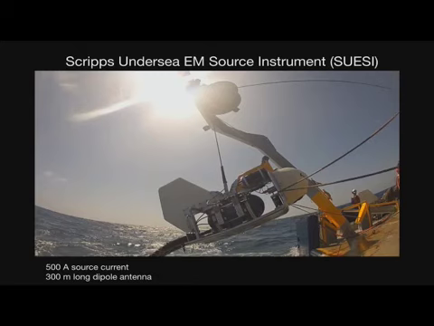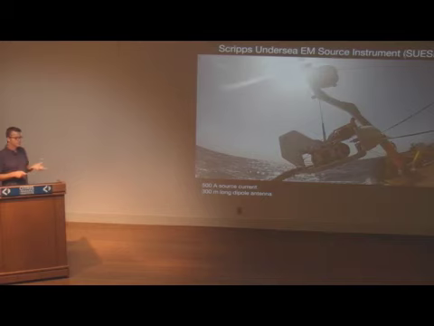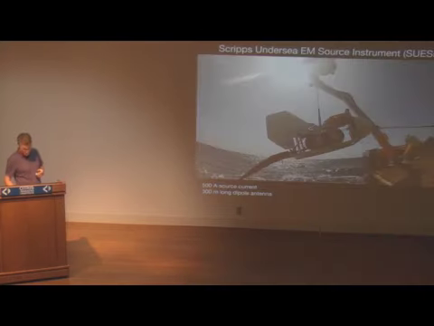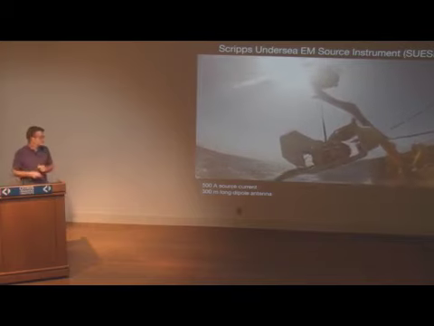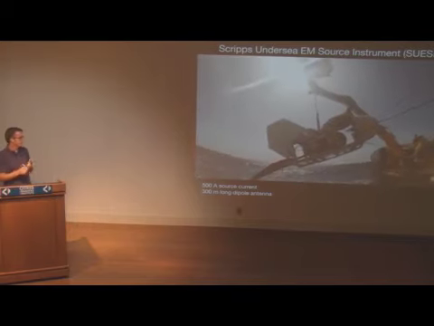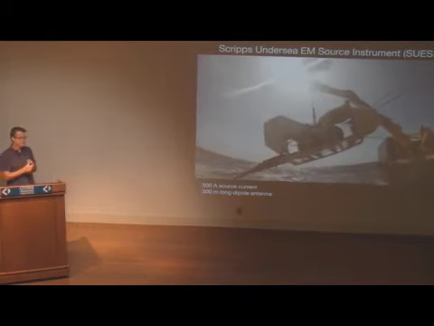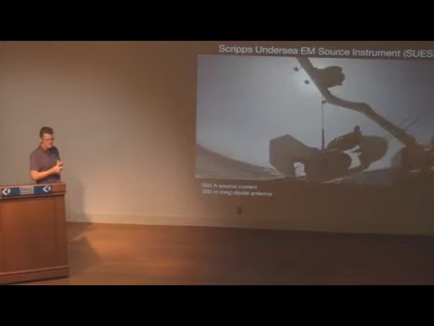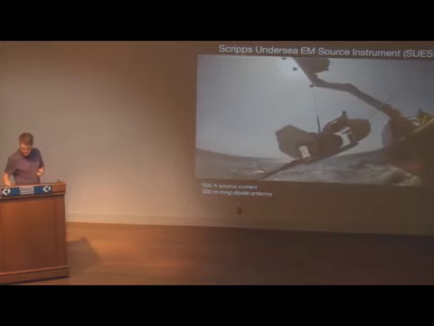There's a bunch of other sensors on here. It's really important to know the position of the transmitter because the fields decay so rapidly with distance. We need to precisely know where the transmitter is, and so we've got an acoustic unit on here which we use to triangulate the transmitter. There's a pressure gauge, there's a downward looking altimeter. The altimeter is really important because you don't want to crash into the seafloor. It's almost happened a few times.